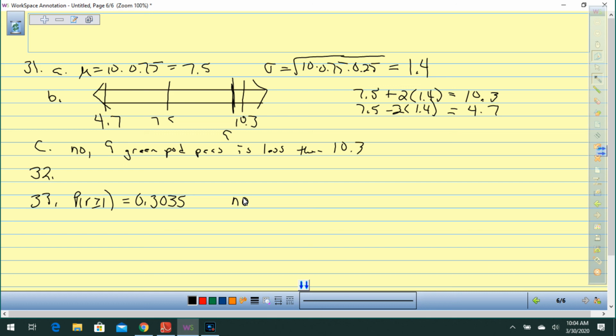Number 34, anemia. Y'all do number 34. It's very similar and it will show comprehension. 35.